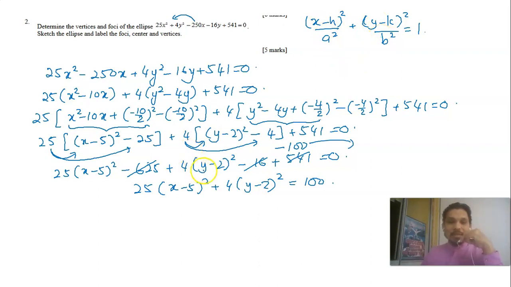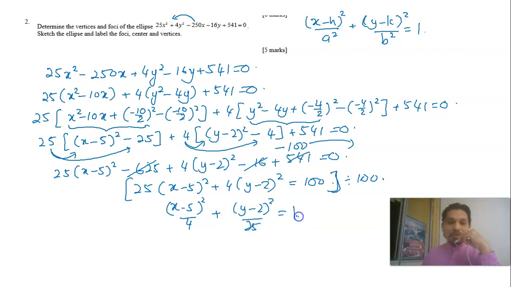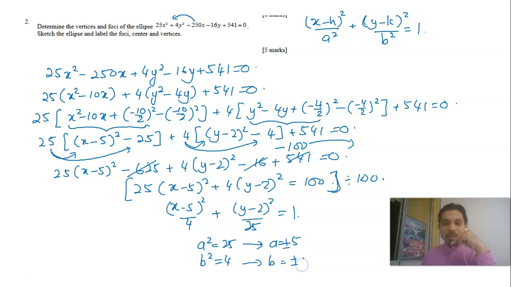Okay, so now if we divide every single term by 100 here, 25 divided by 100, we get (x minus 5) squared divided by 4 plus (y minus 2) squared divided by 25 equal to 1. So here now, a squared is 25, b squared equal to 4. So then a equal to plus minus 5 and b equal to plus minus 2.